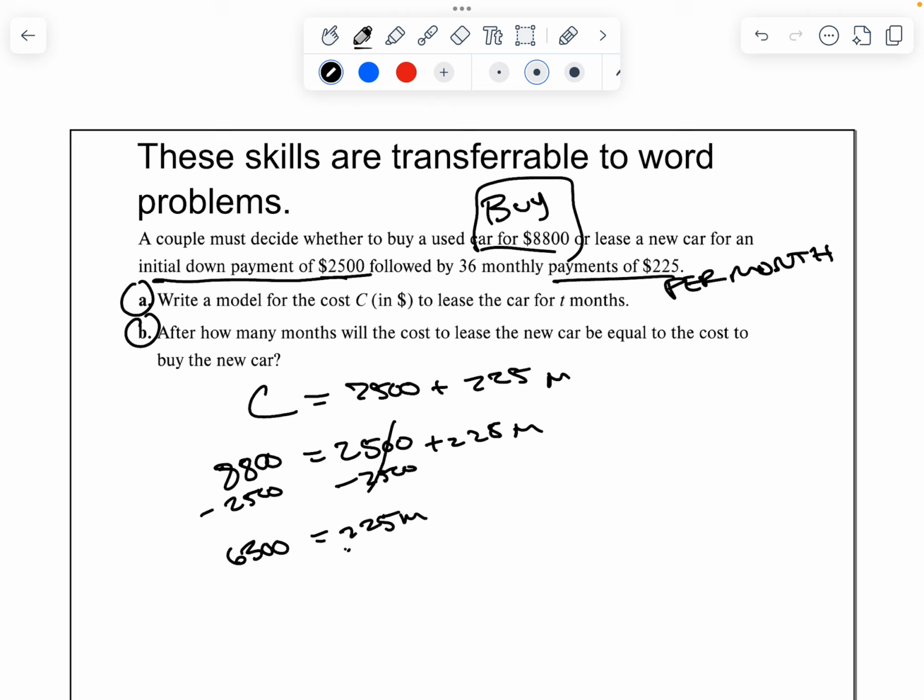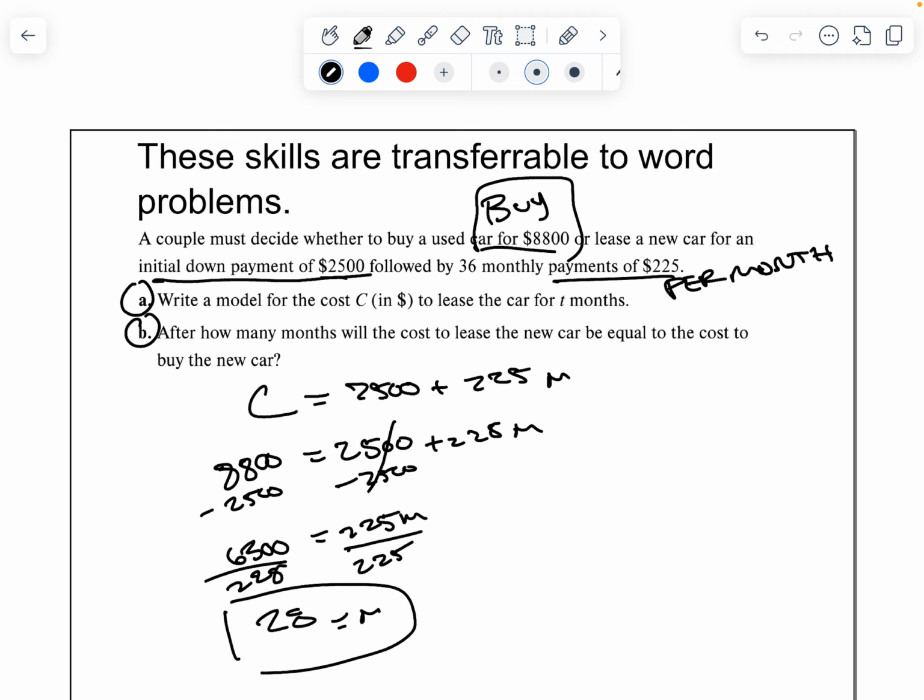I can divide by 225 using the multiplication property of equality. I don't know that one off the top of my head, believe it or not. 6,300 divided by 225, and I get 28. So it takes 28 months, and I've already paid the full price of the car. So after leasing the car for 28 months, you are better off to have just bought the car if you have the money for it.